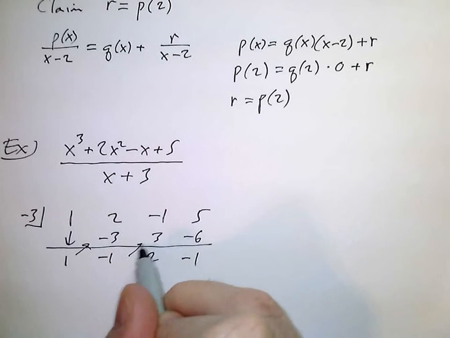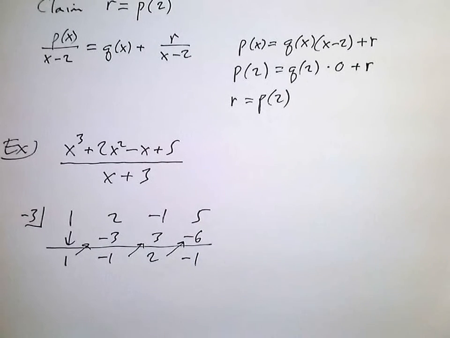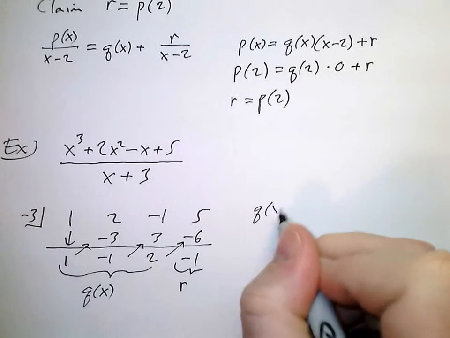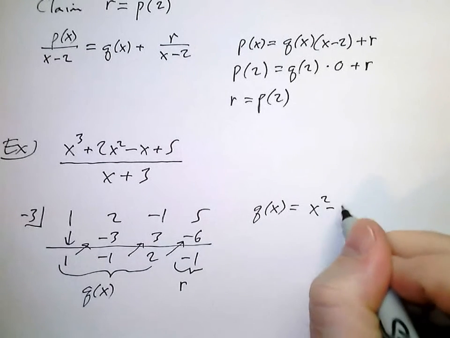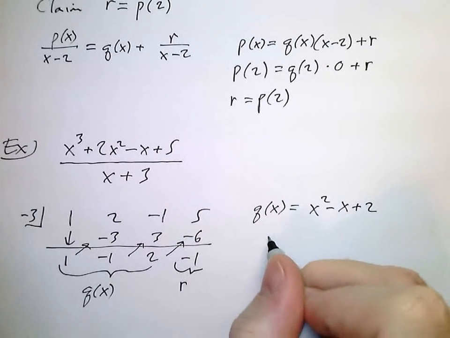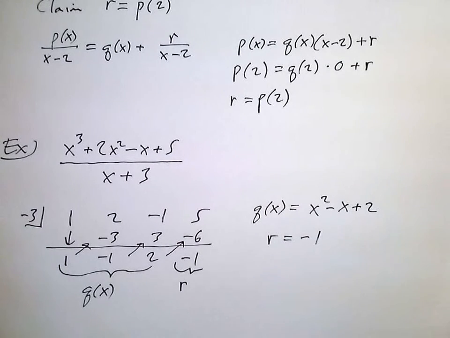So I have all this going on. Again, the algorithm is quite simple. And you can show this algorithm is true by using long division of polynomials, which we won't go into today. But anyhow, this is r, and this is my q of x. So my q of x is what? Constant, x squared. So I have x squared minus x plus 2, and my r is negative 1.